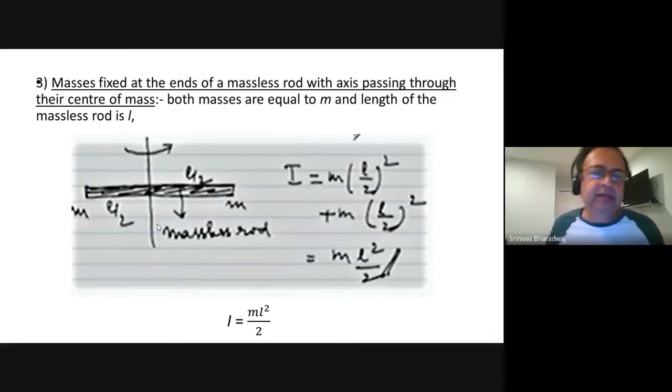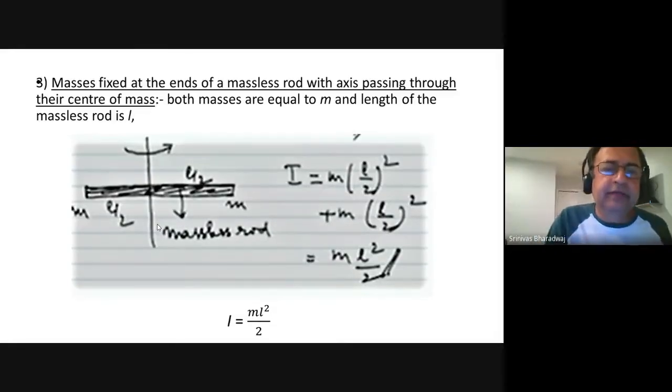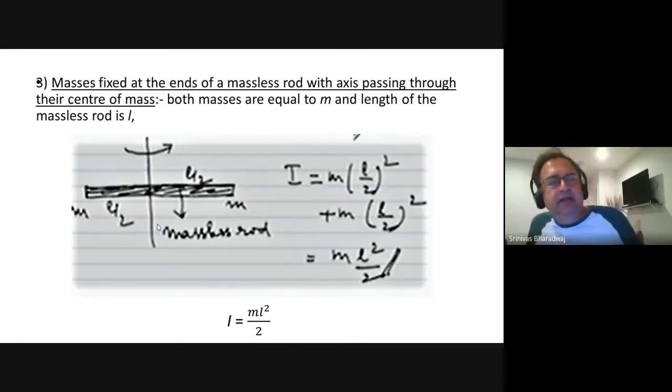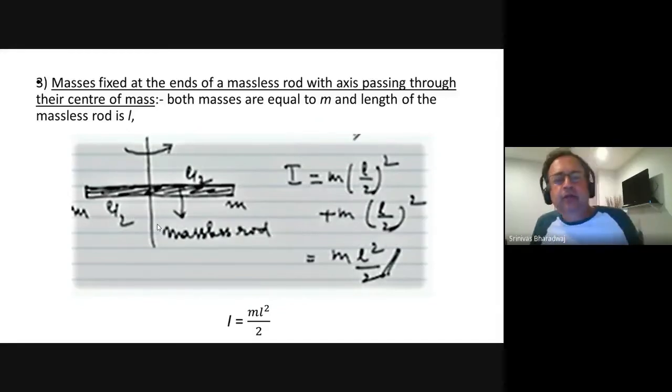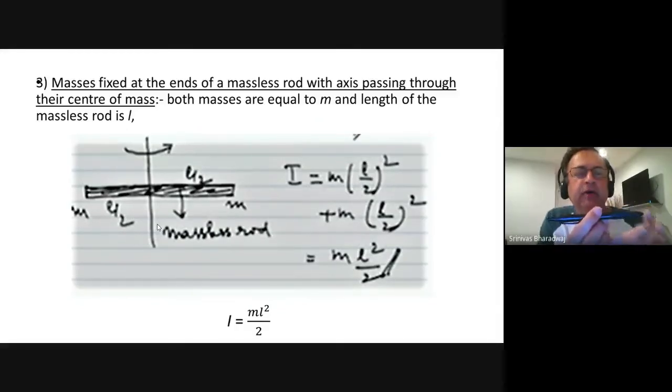So now he has two masses which are fixed at the end of a massless rod. You had one mass here and one mass here, and then the whole thing was spinning. So now this one has ml square by 4, this one has ml square by 4.